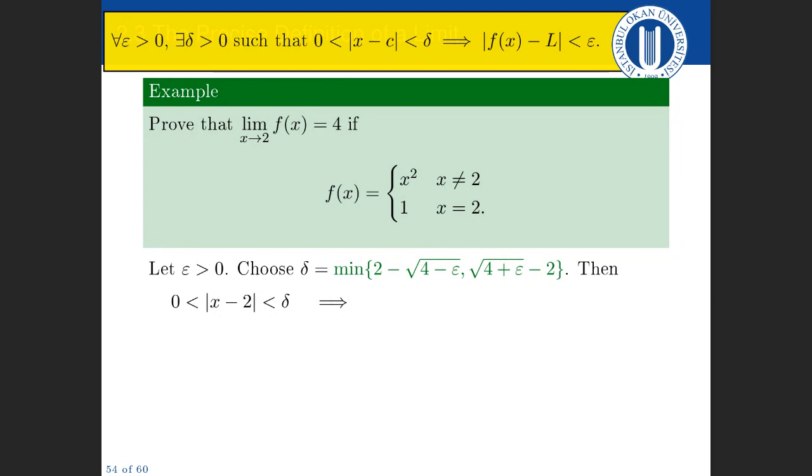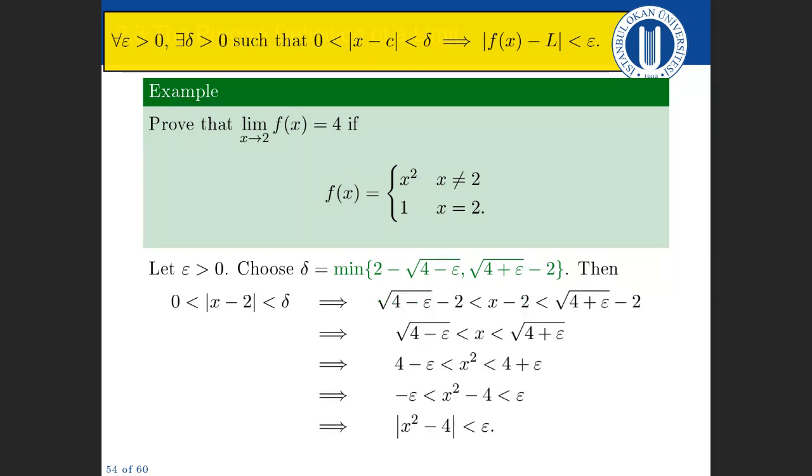Now we can finish writing the answer, and the rest of the answer is basically what I did on the scrap paper, but written backwards. If x is close to 2, if the absolute value of x minus 2 is between 0 and delta, then, and we did this on the scrap paper, x minus 2 must be between these two numbers. Add on 2, square it, subtract 4, and we end up with where we want to get to. All of this is just what I did on the scrap paper, but written in the opposite order.